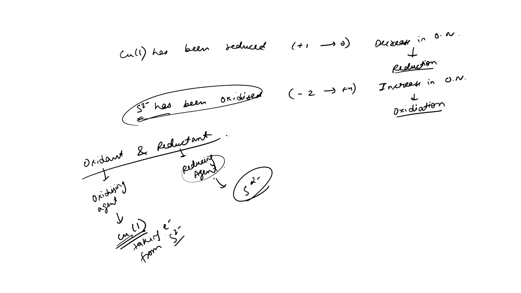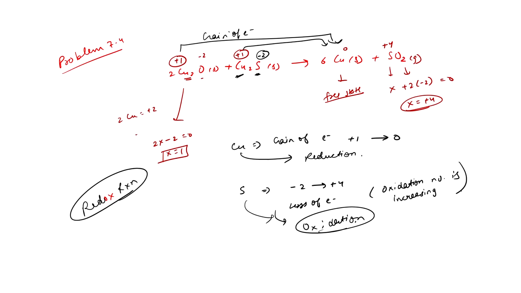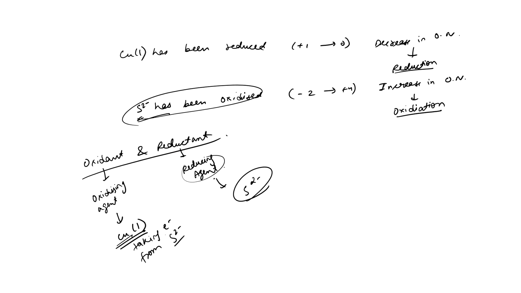Now, which is the oxidant or reductant, meaning the oxidizing agent and reducing agent? The oxidizing agent is the one taking electrons. Copper 1 is taking electrons, not copper. What is the reducing agent? That which is giving electrons. S2 minus is giving electrons. The sulfide of copper sulfide is giving electrons, that means it is a reducing agent.